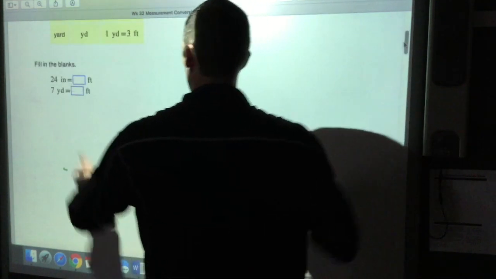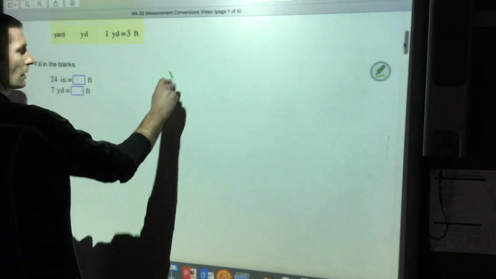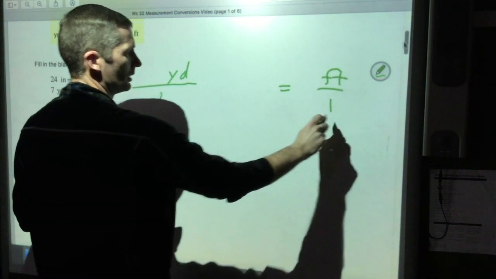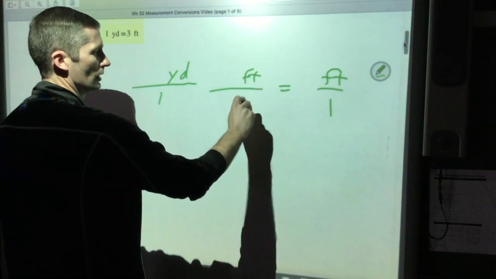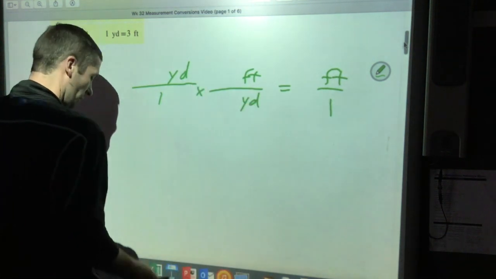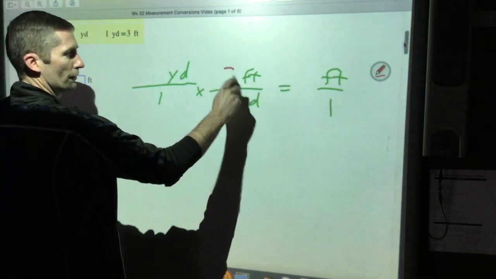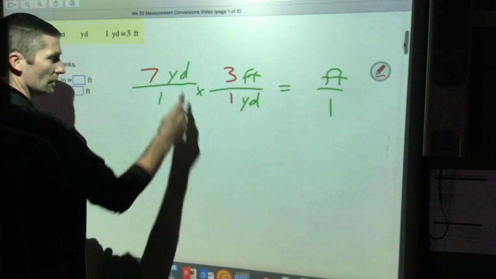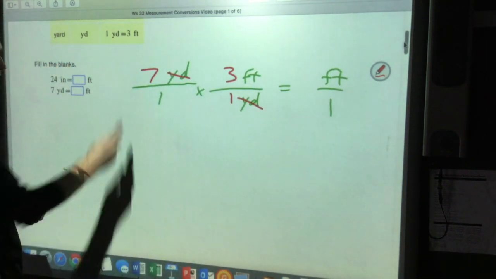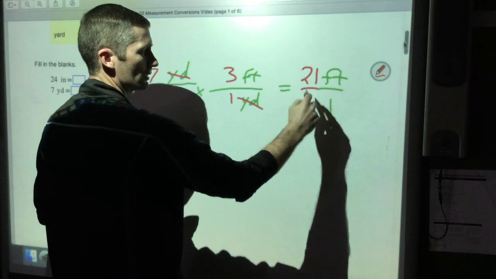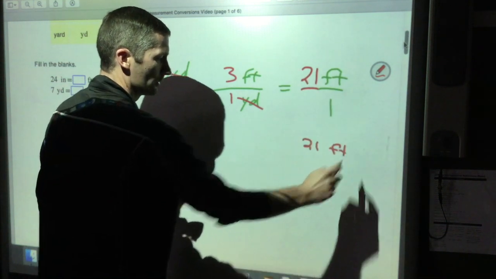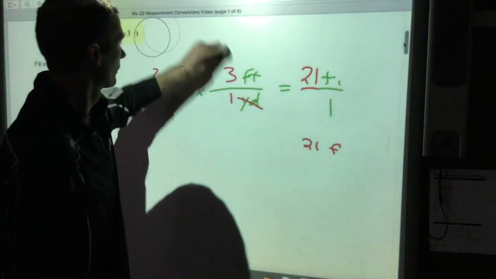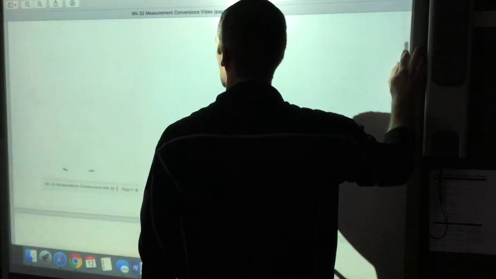Okay, the next one then, 7 yards, 1 foot. So I'm starting with yards, and in my answer I want to change it to feet. So to do that, I need feet in my numerator, yards in my denominator. I'll multiply those. So 3 feet is 1 yard, and I'm starting with 7 yards. Okay, so you can see I can cross out a yard in the numerator and denominator. I'm left with 21 feet over 1, which is just 21 feet. Anything over 1 is that number itself. All right, we're just going to repeat that process over and over this week.